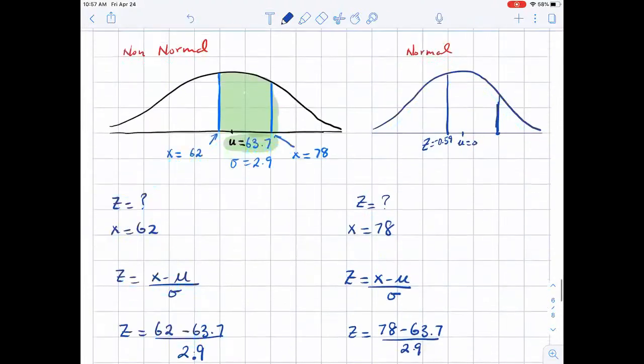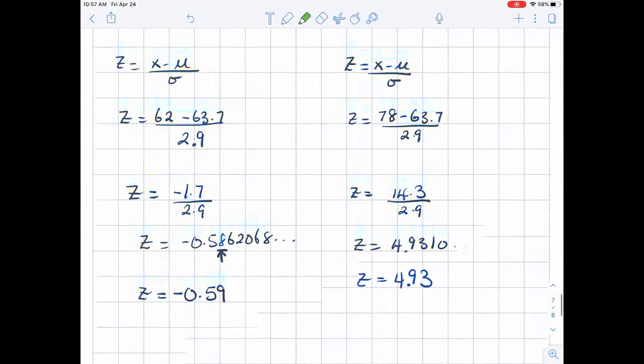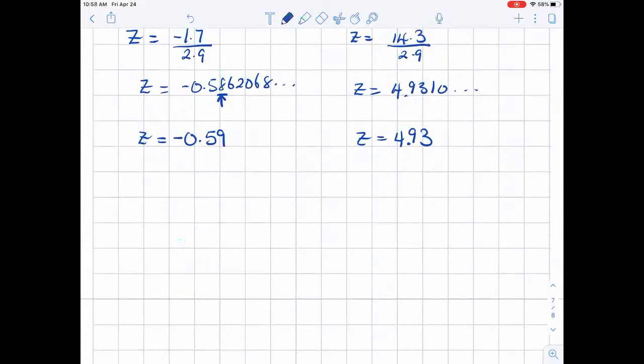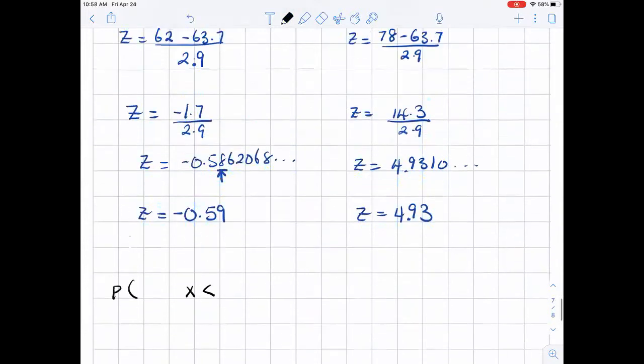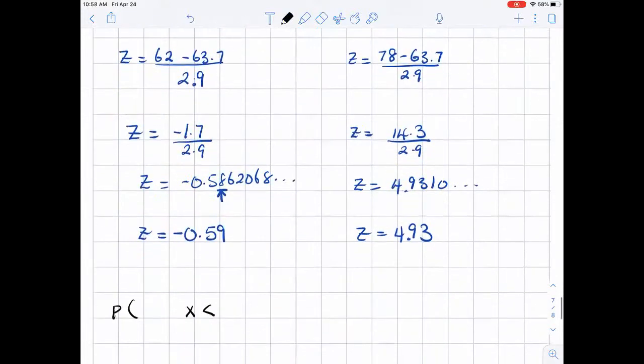So this value here is 4.93. That's Z equals. And we want to find this area here. So how do you write that as an inequality? Well, first you were given the probability of X is less than 78 but greater than 62. And we converted that now to Z, and that is less than 4.93, but greater than negative 0.59.